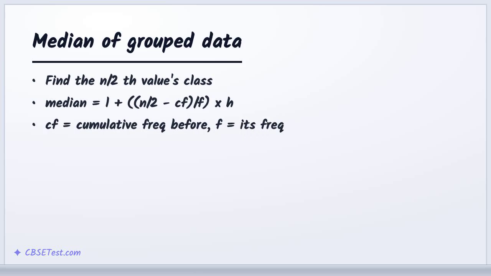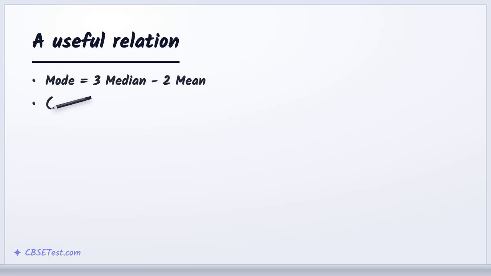Then median equals L plus the quantity n/2 minus the cumulative frequency before, divided by that class's frequency, times the width h. There's a handy empirical relationship linking all three.